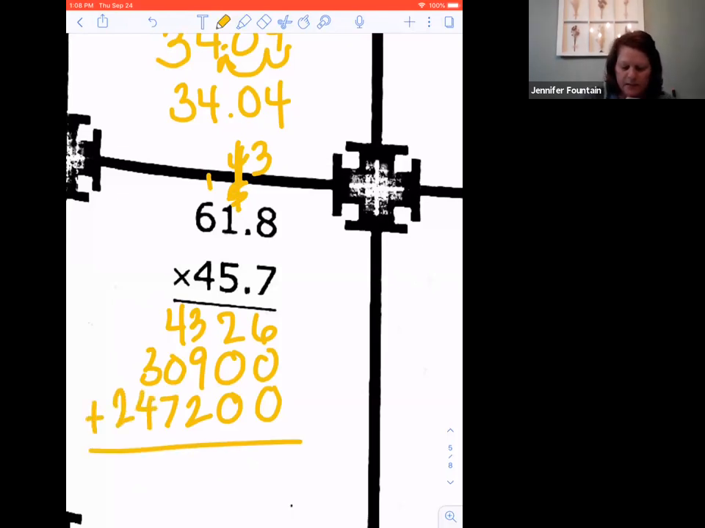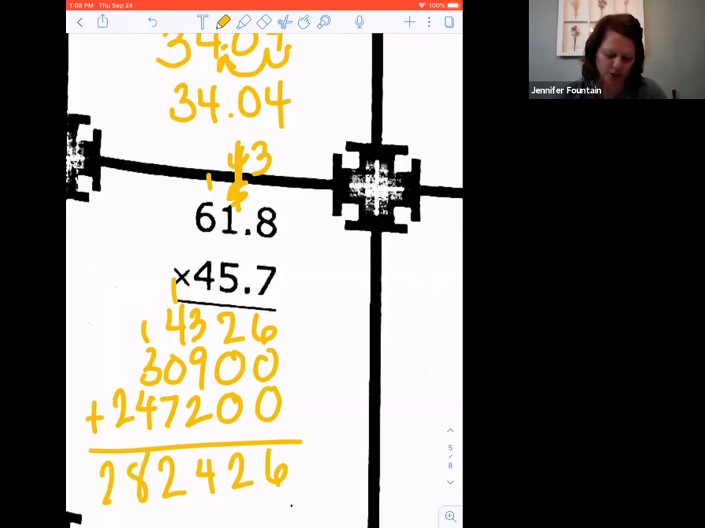Add them up. 6 plus 0 is 6. 2 plus 0 is 2. 3 plus 9 is going to be 12. 12 plus 2 is 14. Put down my 4, carry my 1. 1 plus 4 is 5. 5 plus 7 is 12. Put down my 2, carry my 1. 1 plus 3 is 4. 4 plus 4 is 8. And 2 plus nothing is 2.